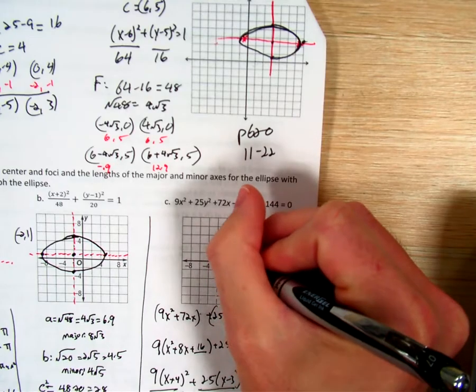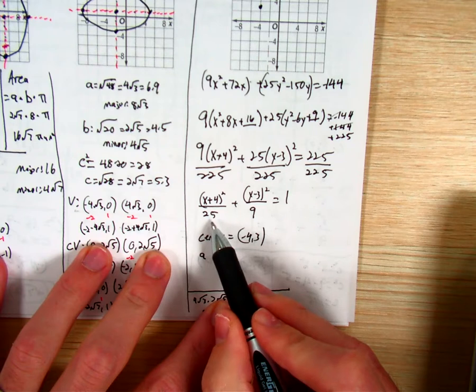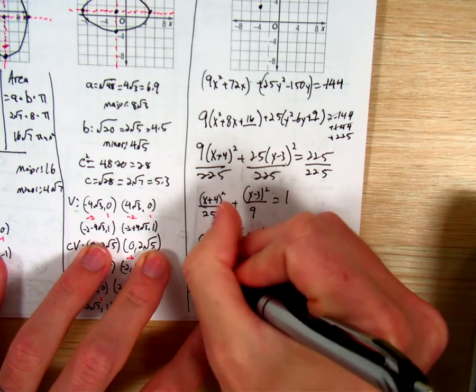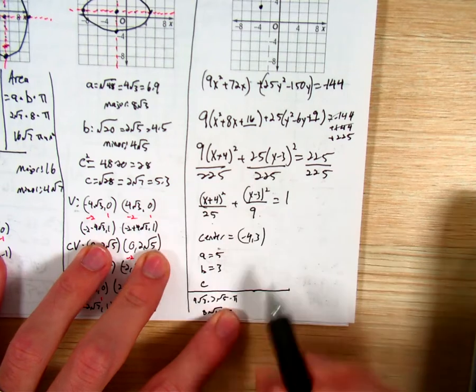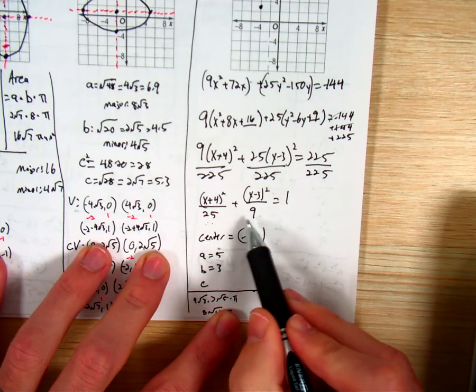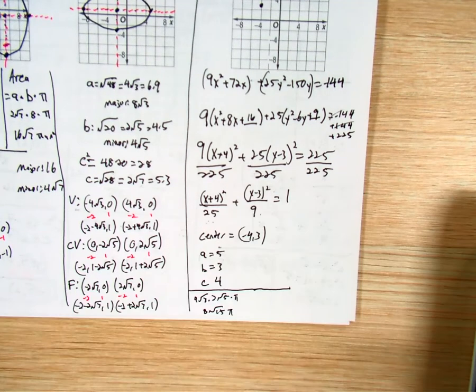All right, my A, square root of 25 is going to be 5. My B, square root of 9 is going to be 3. And C, big minus little, 25 minus 9 would have been 16. And then the square root of 16 is 4. All very nice numbers. Okay?